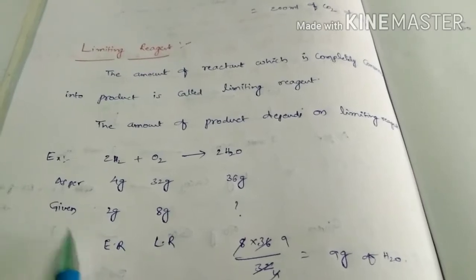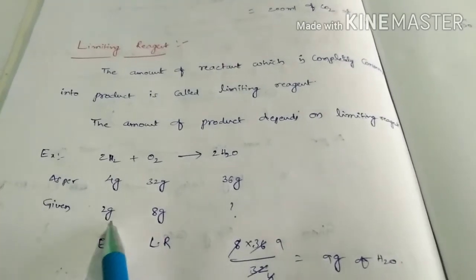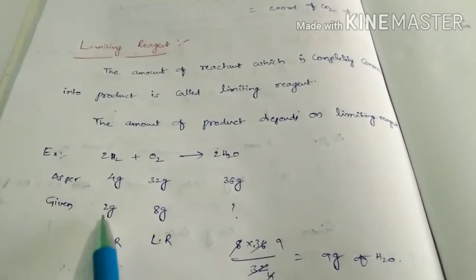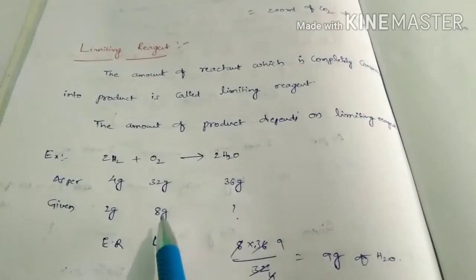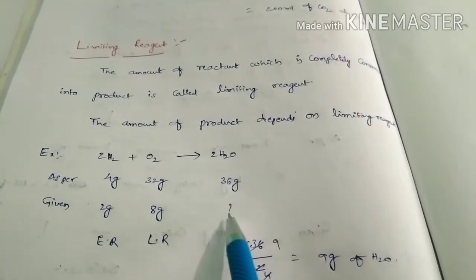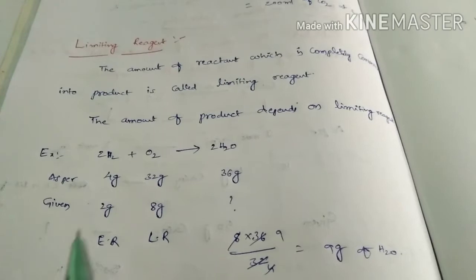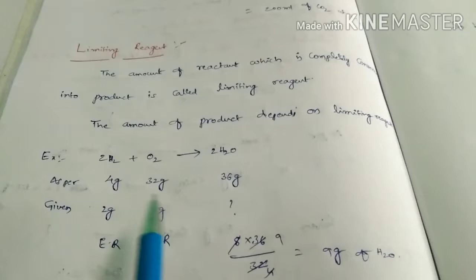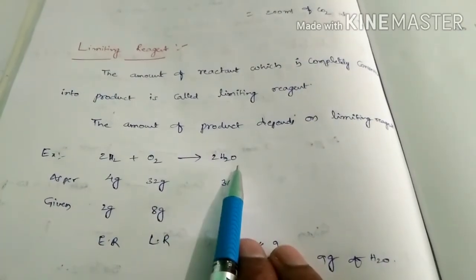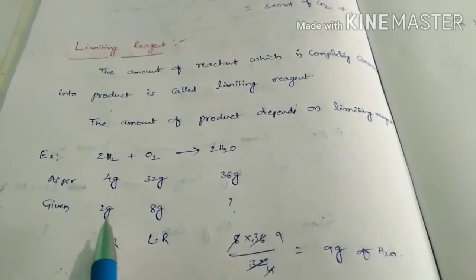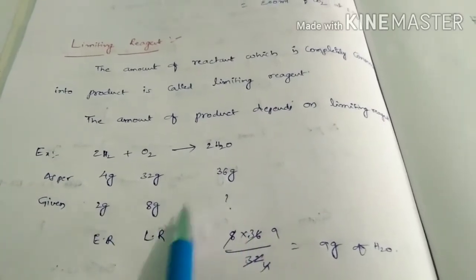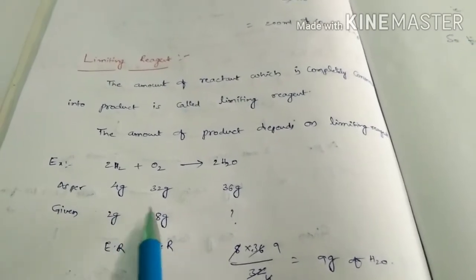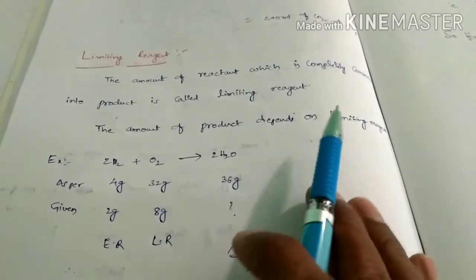For example, if the amount of H2 is 2 grams and the amount of O2 is 8 grams, then how much water is formed? This is the given condition. In such cases, you have to find the limiting reagent. You should not sum 2 plus 8 to get a total of 10 grams. You should not think like that in such cases. So in this type of case, we have to find the limiting reagent.